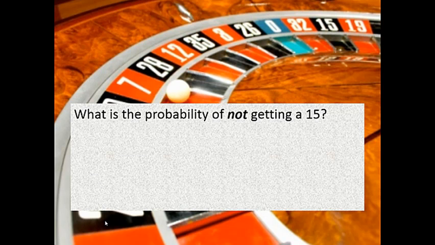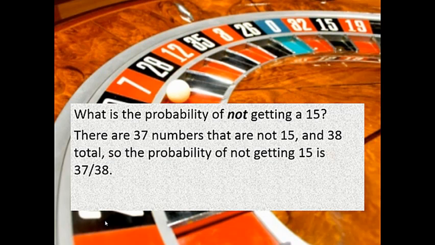What is the probability of not getting a specific number, for example 15? There are 37 numbers that are not 15, and 38 total, so the probability of not getting a 15 is 37 out of 38. Notice that the probability of getting a 15 is 1 out of 38, since it is one specific number. So the probability of not getting a 15 is 1 minus the probability of getting a 15.